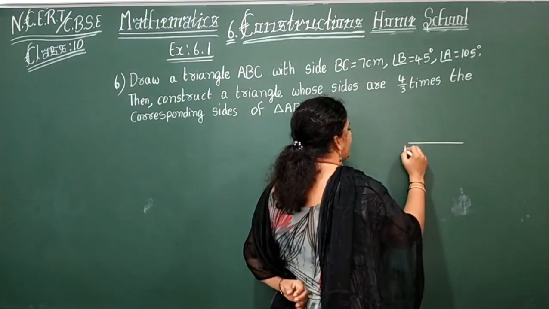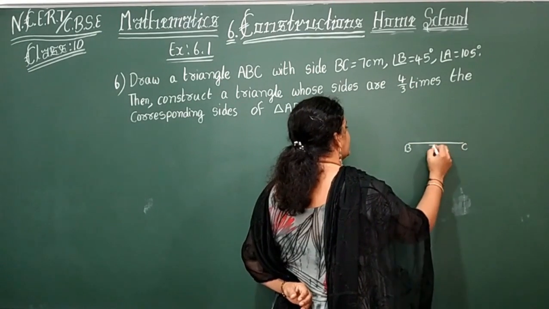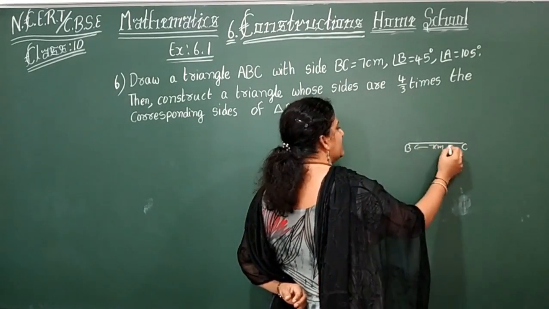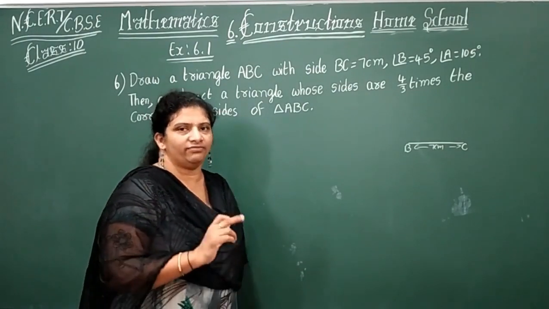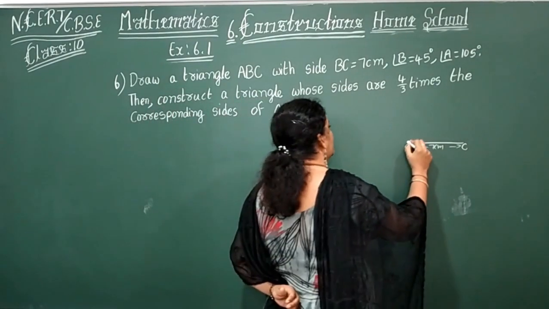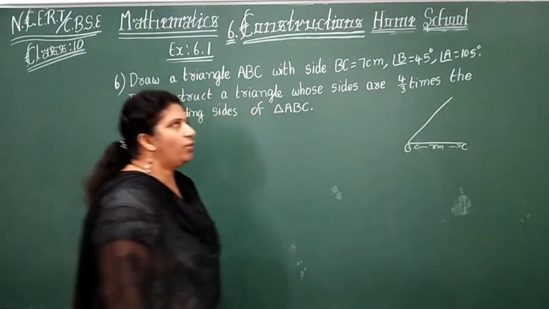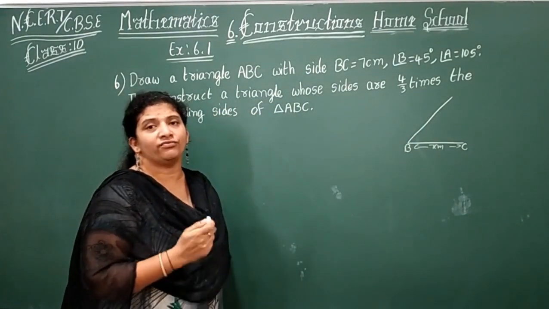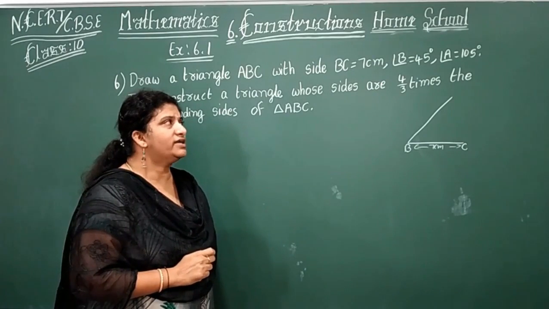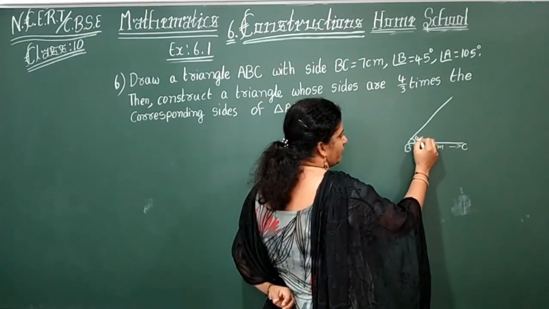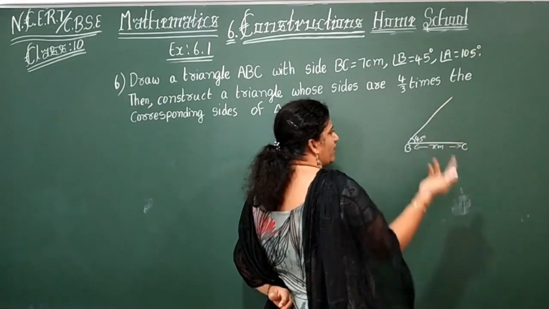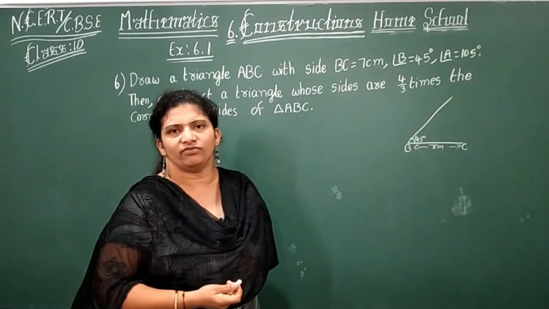What is the line given here? BC is how much? 7 centimeters base. From B as a point, 45-degree angle. Now A as a point, 105-degree. How can I do this, children? So this is 45, but somewhere here 105. How do I get that 105?